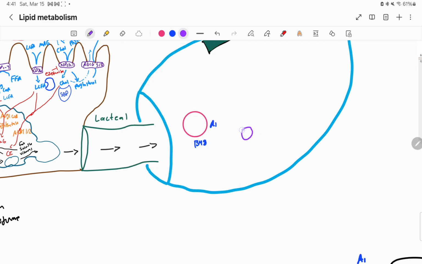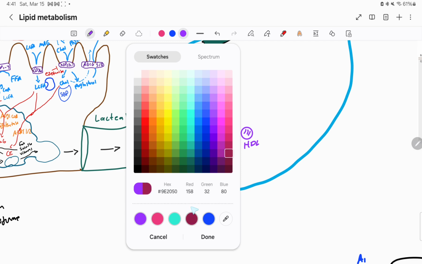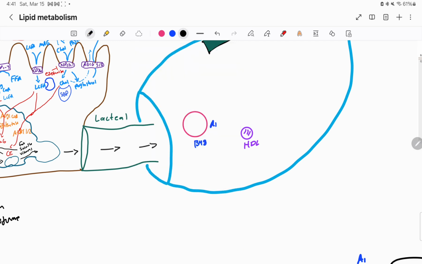And this molecule is called HDL. This HDL is so kind. You know what he's going to do? He's going to come here and say, hey, chylomicron, you don't have enough proteins on your surface. I'm going to give you some extra proteins. And those extra proteins are going to be ApoC2 and ApoE.